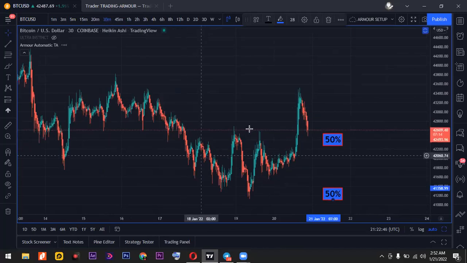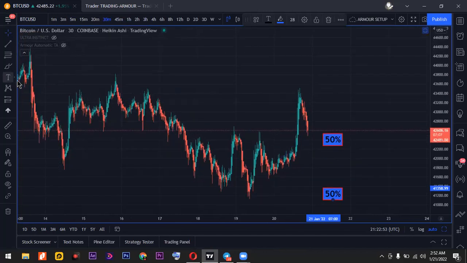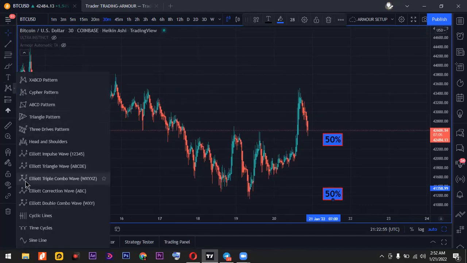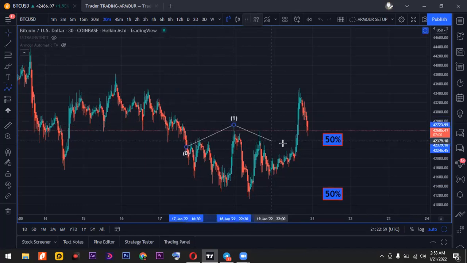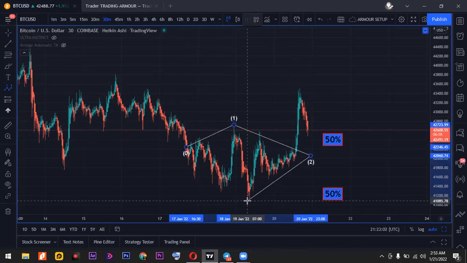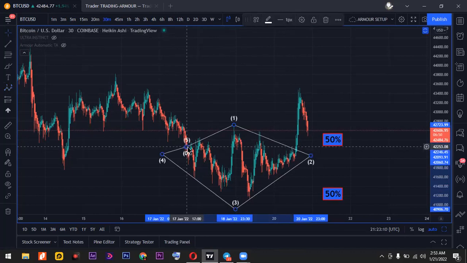So this is like a diamond bottom here. We will see the diamond pattern as well. Let's disable this one for now. And how I draw my diamond, I draw like this. That's how I draw my diamond. See? So this is a diamond pattern.